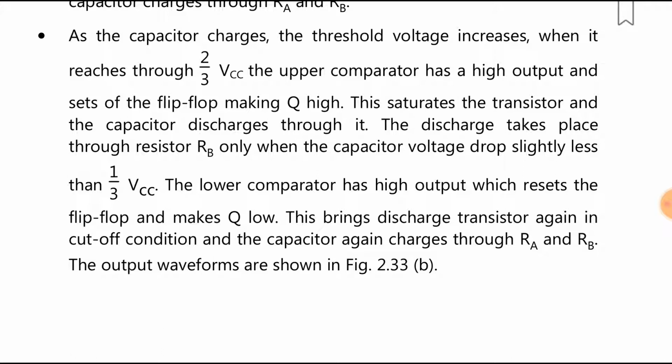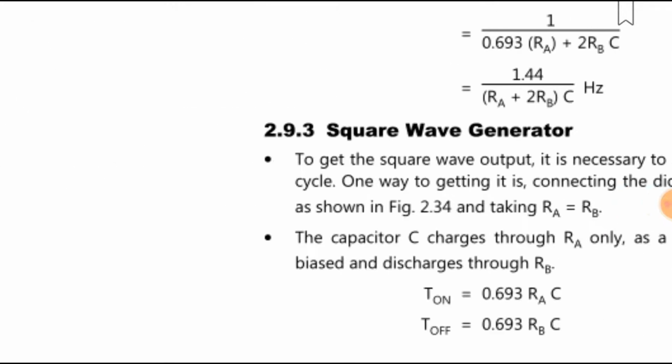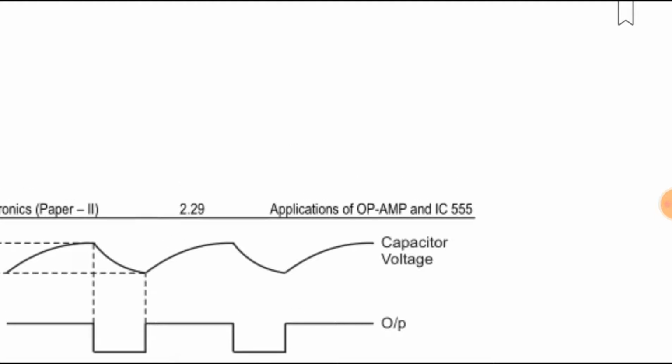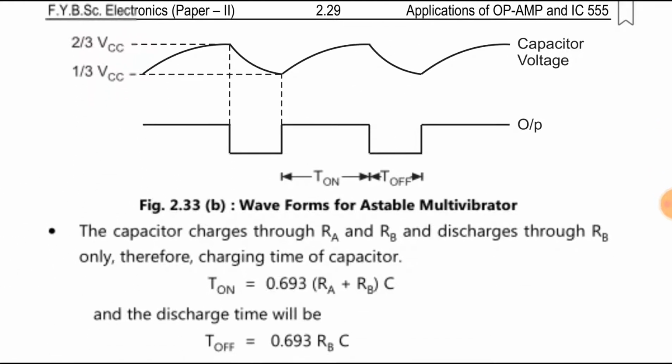The discharge takes place through resistor RB only, until the capacitor voltage drops slightly below 1/3 VCC. The lower comparator has a high output which resets the flip-flop and makes Q low. This brings the discharge transistor again into cutoff condition and the capacitor again charges through RA and RB. So the output waveforms are shown in the figure. So you will get this type of output.